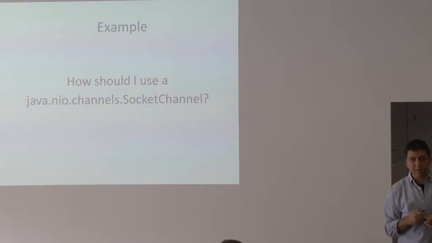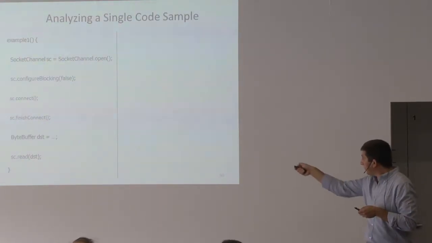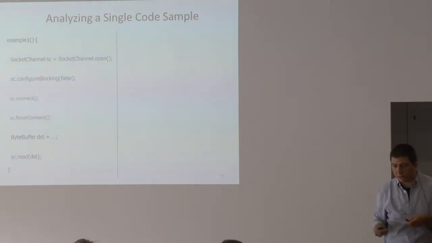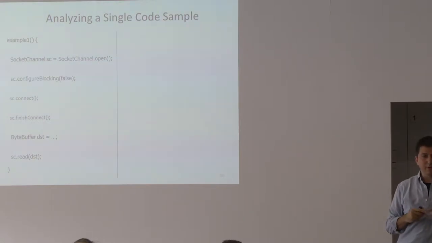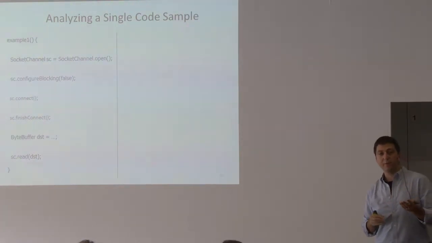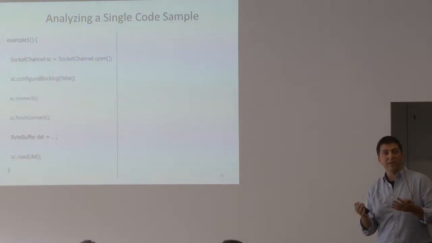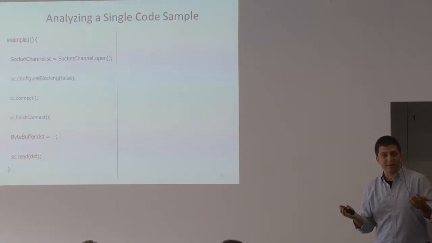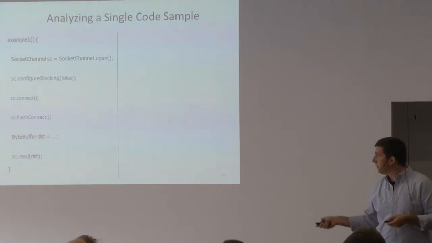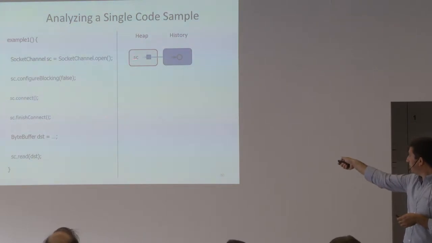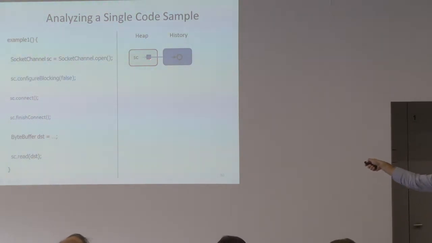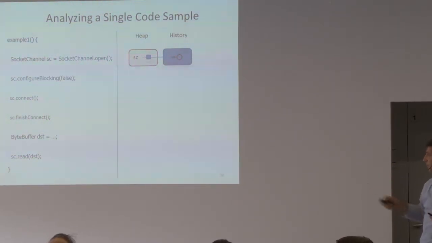So here's an example of how I should analyze a socket channel. It's a very simple example, linear code. I'm going to have an abstraction that combines heap information together with these histories, together with these DSAs for every object. Initially, I have some heap. I have a pointer socket channel that points to the heap-allocated object, and I have a history that is basically just the initial state.